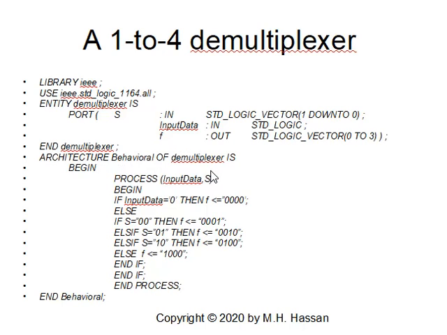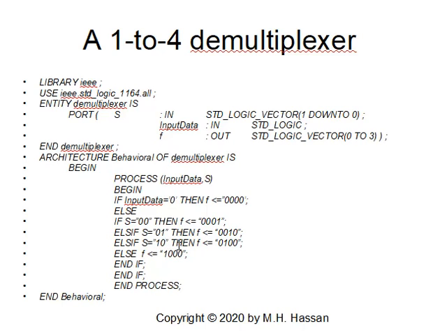Architecture behavioral of demultiplexer is begin process. The sensitivity list of the process contains the input data and the select line, which is S. Begin, if input data is 0, then F will be assigned 0, 0, 0, 0. Else, if the select line is 0, 0, then F will be 0, 0, 0, 1. So the least significant bit of F will become 1. It means the data will go to the least significant bit of F.